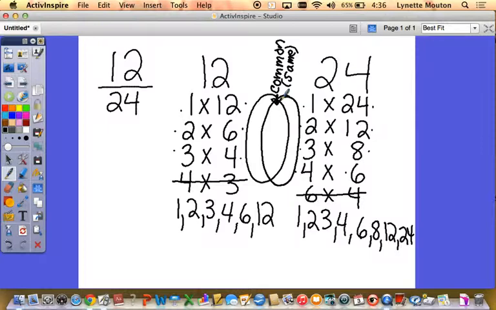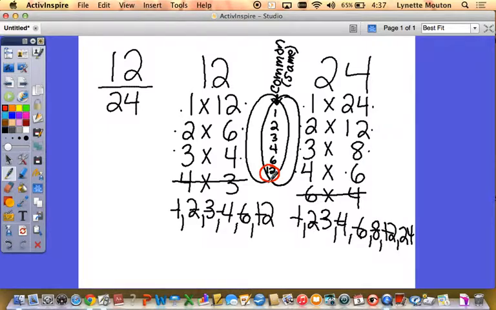And then we look for numbers that are the same on both. 1, and put it there. 2, 3, 4, 6. We're not worried about 8 because it's not shared in common. And finally, 12 is on both lists. Then again, we're looking for the greatest common factor. So the greatest one that they share in common, and I'll change the color just to help us see it, is the number 12.